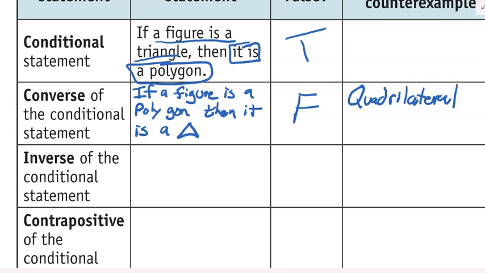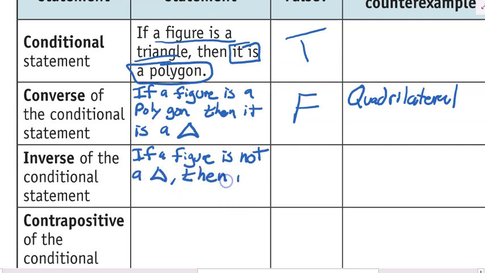For the inverse, we take the original hypothesis and conclusion and leave them in the same spot, but negate them. So if the original conditional statement says, if a figure is a triangle, then it is a polygon, we leave the part about it being a triangle and the part about it being a polygon in the same spot, but we negate them. So, if a figure is not a triangle, then it's not a polygon. Same thing, we need to think about some figures that are not triangles: a circle, rectangle, any quadrilaterals, pentagons, hexagons, all of those.